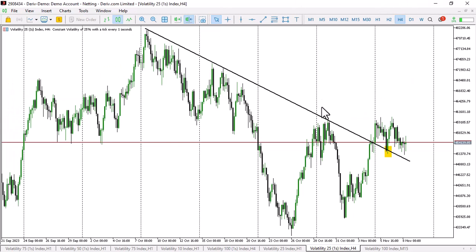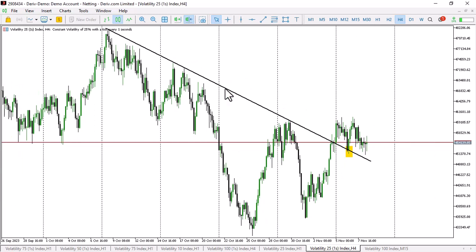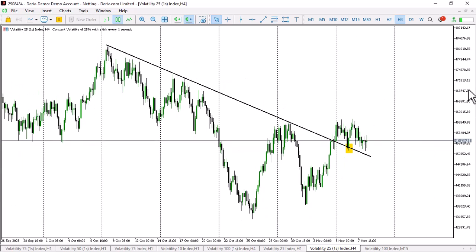Welcome back. Today I want to talk about the breakout strategy that you can use on Deriv, the breakout strategy that you are going to be using trading Deriv indices. And if you are new to these indices, guys, these are synthetic indices, computer generated, that are offered by Deriv.